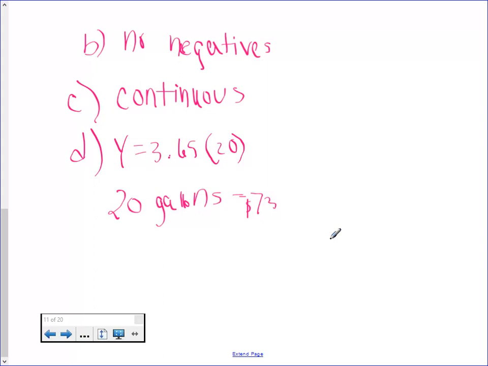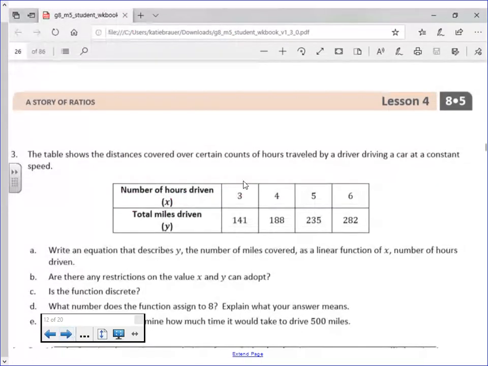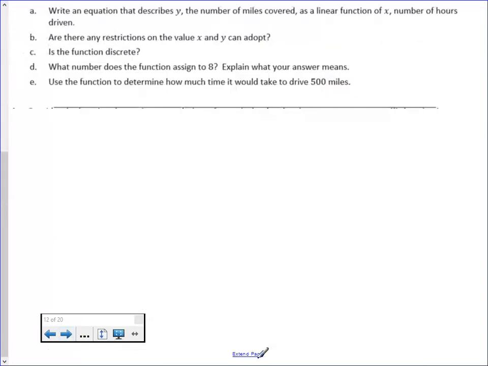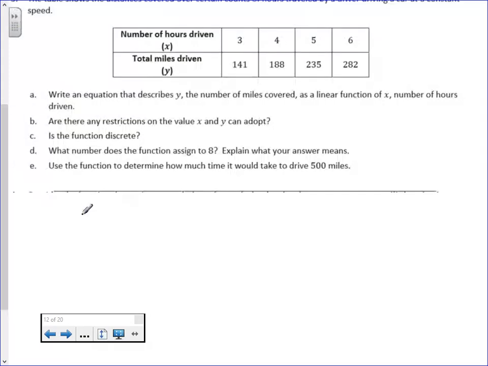All right, then the back, same exact thing. We're doing another problem that's very similar to this. I gave you extra room to write, so keep that in mind. A says write an equation. So we're going to take y divided by x, and we'll use those first two numbers, 141 and 3.